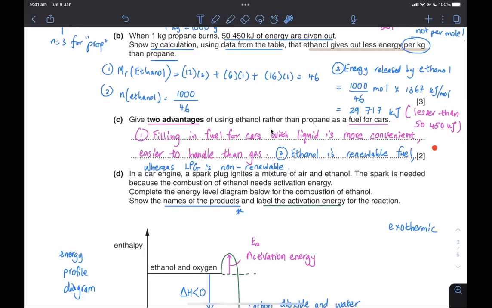I made a bit of mistakes in marking your work previously. So some of you talk about it release lesser carbon dioxide. So that is actually correct. It does release lesser carbon dioxide. But some of you said that it's a clean fuel. It is not a clean fuel because it does produce carbon dioxide.